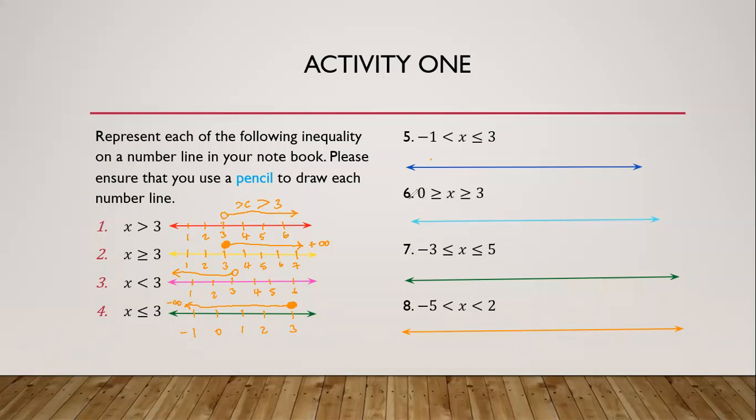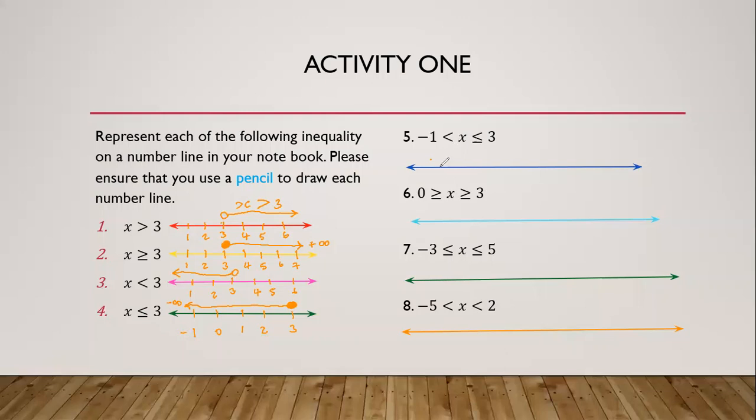For number 6, it would be x is less than or equal to 0 and x is greater than or equal to 3. For number 7, it would be x is greater than or equal to -3 and x is less than or equal to 5. And for number 8, it would be x is greater than -5 and x is less than 2.